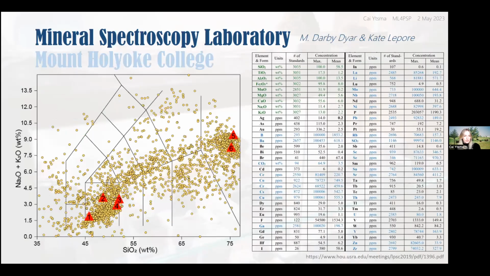The source of my LIBS data comes from the Mineral Spectroscopy Lab, which is led by Darby Dyar at Mount Holyoke College in South Hadley, Massachusetts. It contains roughly 3,000 rock standards in the form of pressed powdered pellets, which include some rock matrices doped with up to 10 weight% of trace elements, which are marked in blue on the table, and the matrices are marked on the TAS diagram.